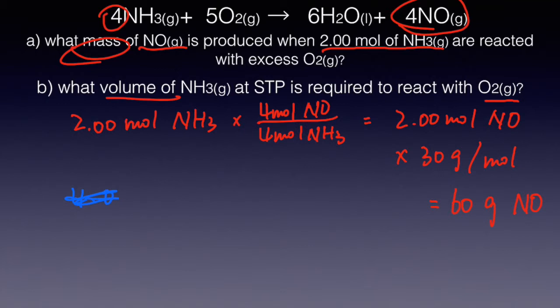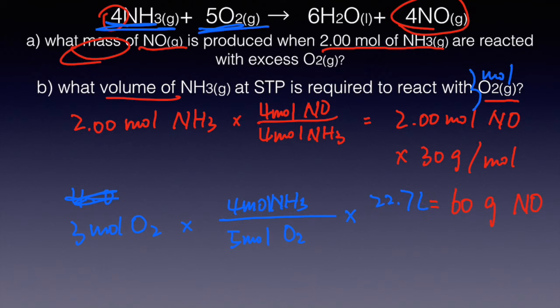And let's look at B. What volume of ammonia at STP is required to react with 3 moles of oxygen? 5 moles of oxygen can fully react with 4 moles of ammonia. And at STP, the volume should be 22.7 liters per mole. So the final answer should be 54.5 liters.